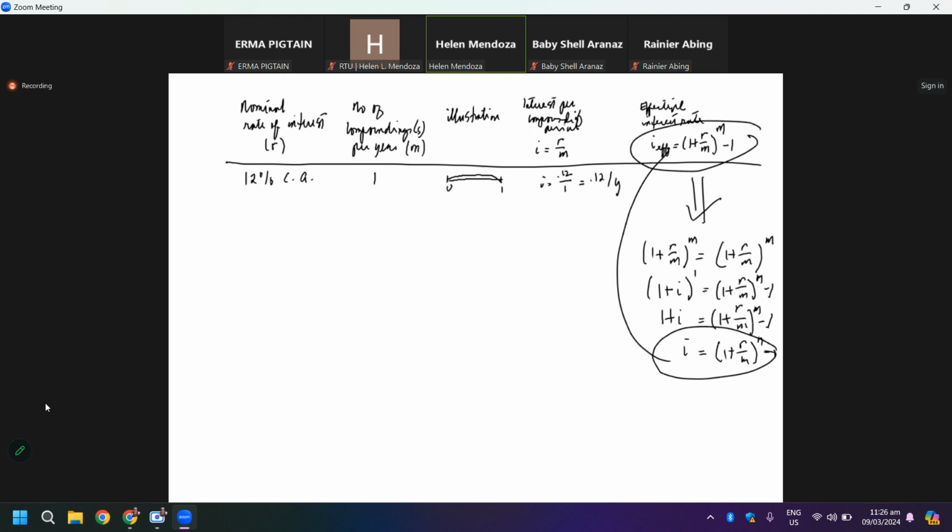Pareho lang. So, effective interest rate is the actual interest earned by the investment or by the loan in exactly 1 year. So when compounding is annual, I effective is the same as the nominal rate of interest. That is just the relationship between the two. Nirahin ko na po.